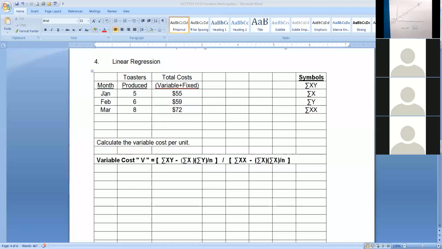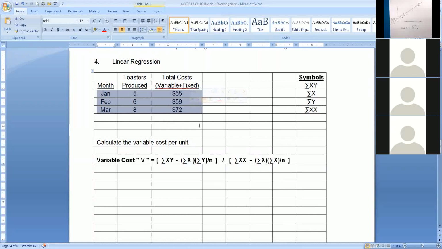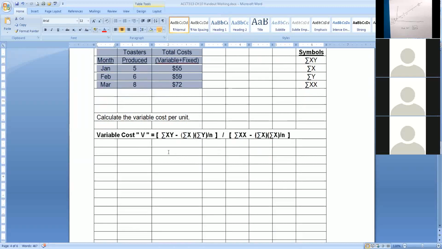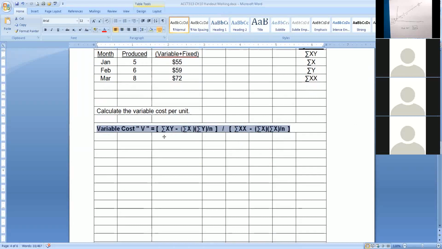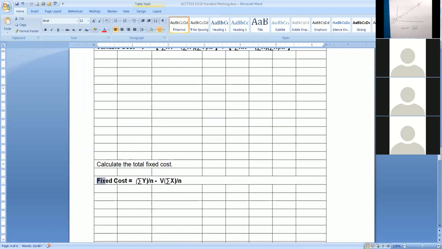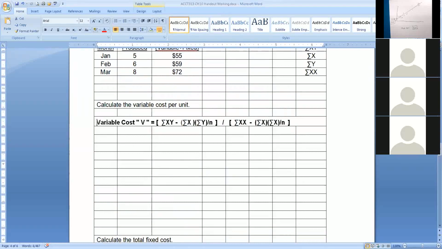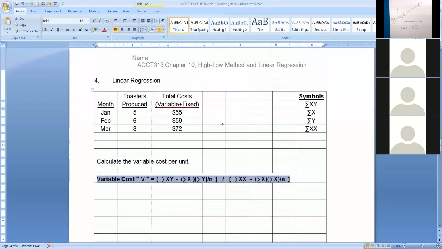So what we're going to do here is just do it with 3 months. We could do it with 10 or whatever, but it just makes it a little more complicated. We have our data, and we're going to use this function down here to figure out our variable cost, and then the one down here to figure out our fixed cost. So we're going to try to figure out these two. Now, there are two variables, x and y. One of the things that we have to figure out is which ones are x's and which ones are y's.